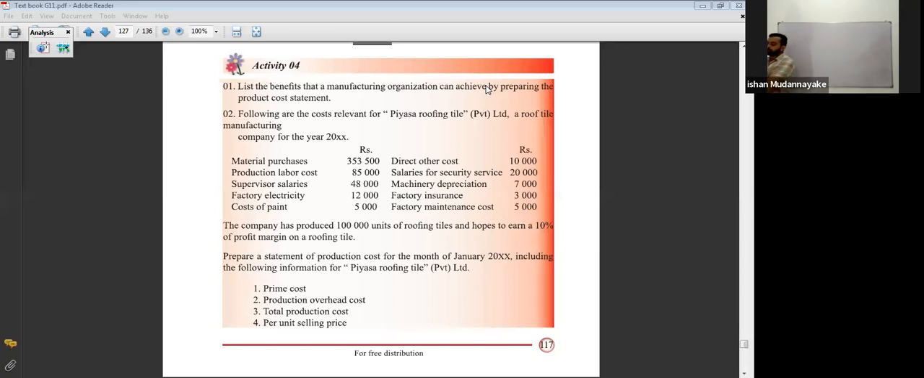Third one, write down: to control and manage production cost.